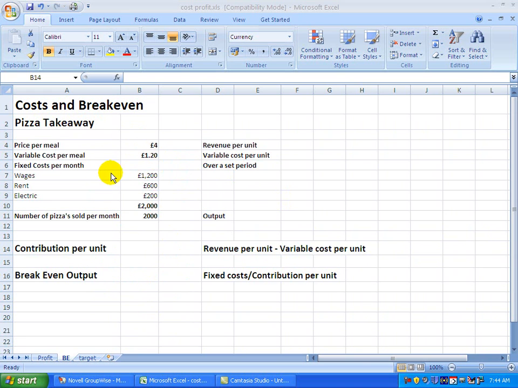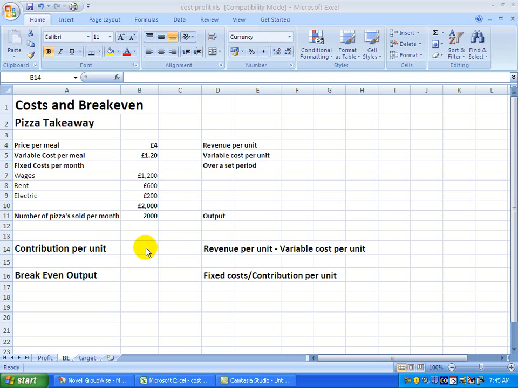So we have the same example as before for the profit calculation one, where we had the pizza takeaway with a price per meal of £4, that's revenue per unit, variable cost of £1.20, and we were going with an output of 2,000. Fixed cost there of £2,000 as well. Now, for a break-even calculation, what we need to know is the contribution per unit.